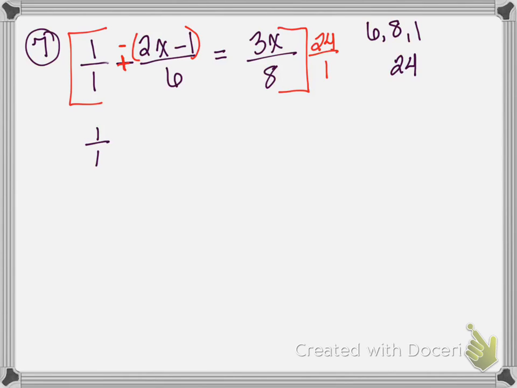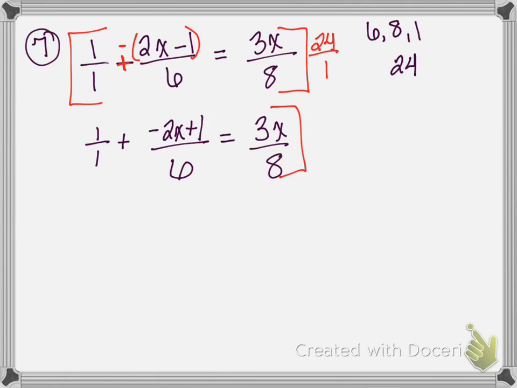So I've got 1 over 1 plus negative 2x plus 1. So I have dealt with that negative. Do you agree? Because I distributed it. Then I have 3x over 8. So that's just another way to make sure you deal with that negative. Now that I've dealt with the negative, I've got 24 over 1. And so that's what I am multiplying each part by.